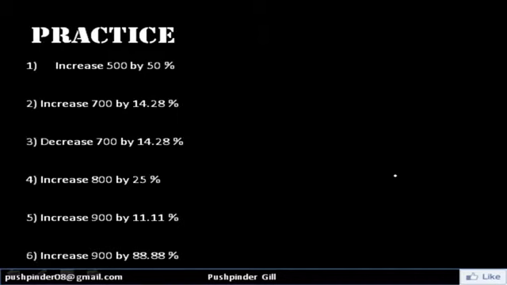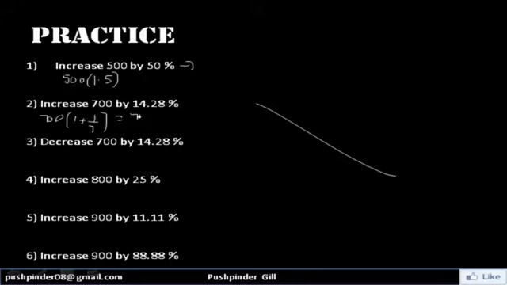So first of all, we have to increase 500 by 50%. I simply say 500 into 1 plus 50 by 100, that is 1.5, right? Simple, okay? So I have to increase 700 by 14.28%. I simply say 700 into 1 plus. Now guys, what is 14.28%? It's 1 by 7, right? So that comes out to be 700 into 8 by 7. That is equal to 800.